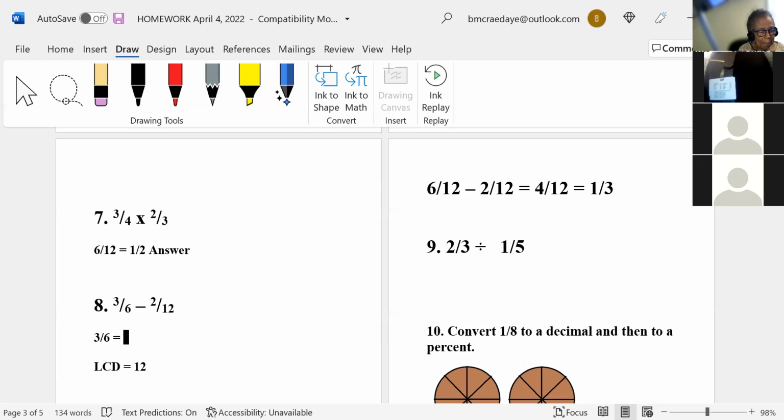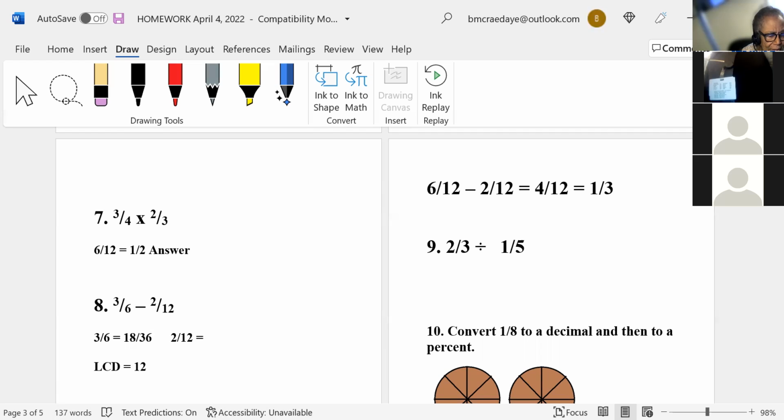How do you go from 6 to 36? 6 times what number gives 36? Oh, 6. Right. 6 times 3 is what? 18. So this will be 18 over 36, right? Now let's take your 2 over 12. What number over 36? Which number? 2 over 12 is what number over 36? 24.